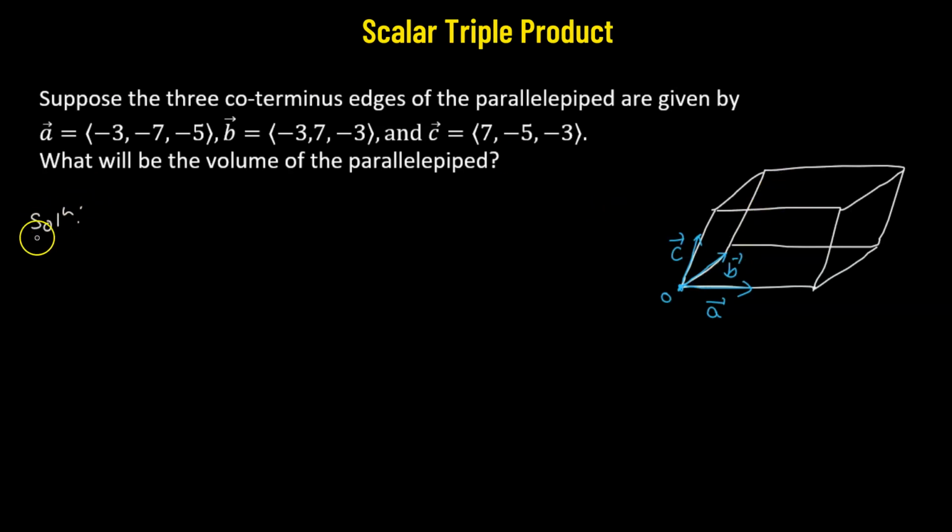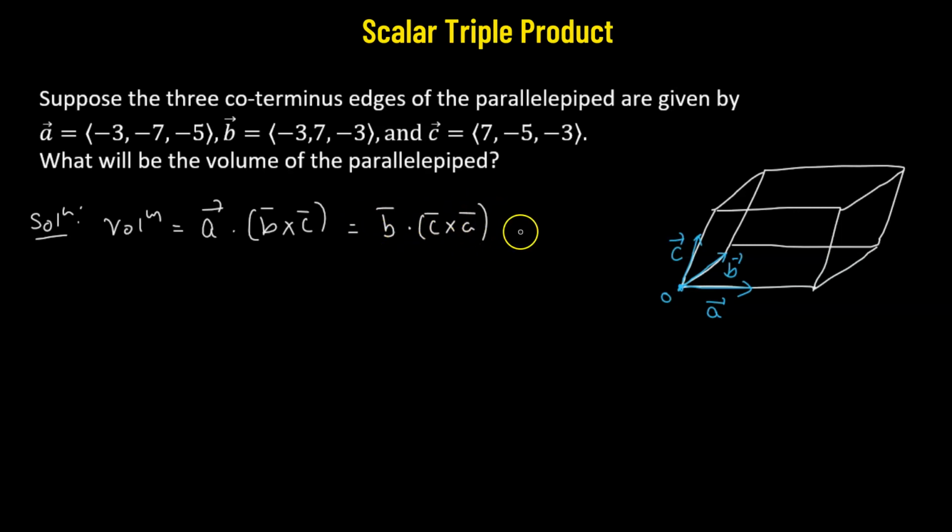So the volume is simply given by the scalar triple product, which will be A vector dotted with B cross C, or simply B vector dotted with C cross A. And this can also be calculated by using C vector dotted with A cross B. So whichever way we take, we'll get the same result. So we'll begin with A vector dotted with B cross C.